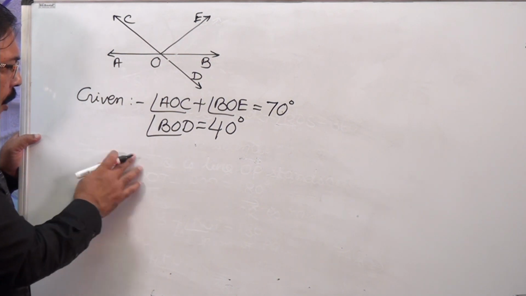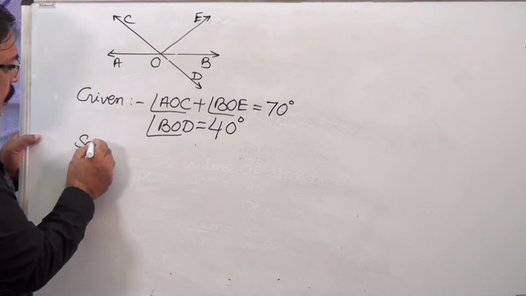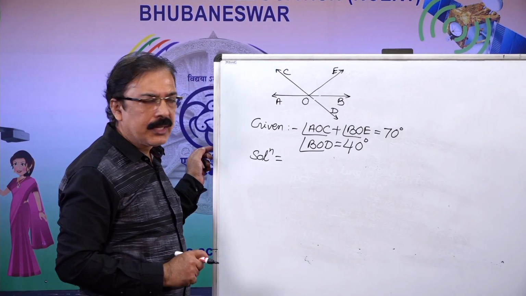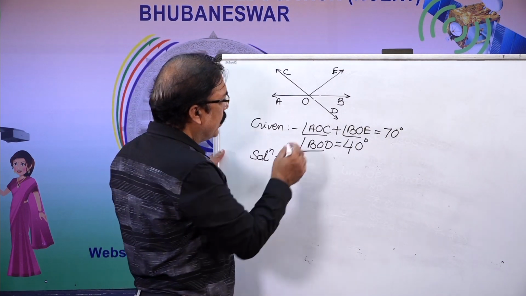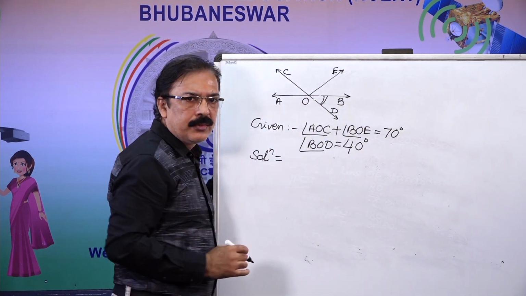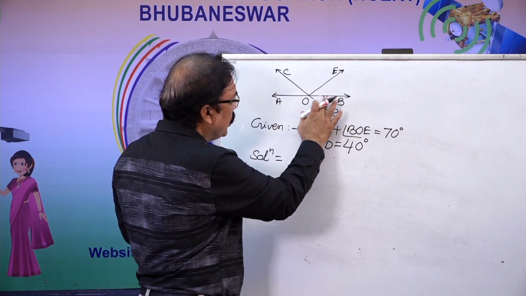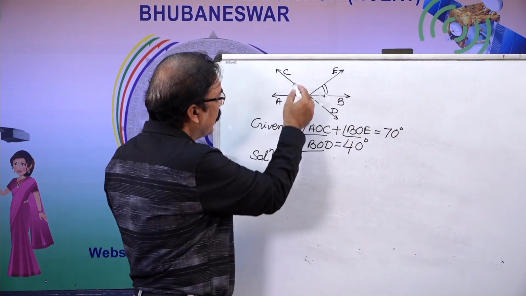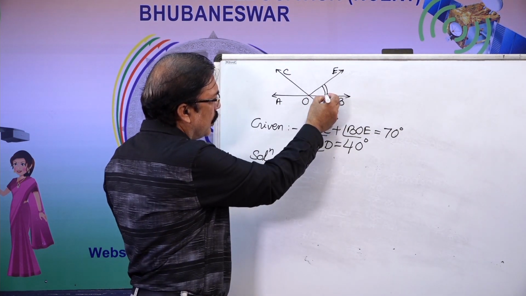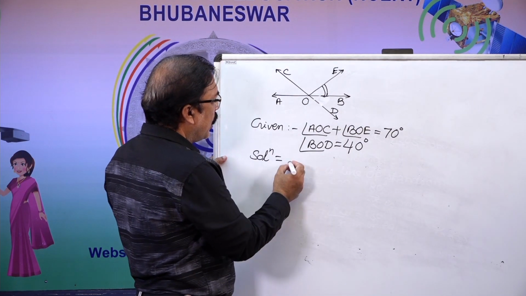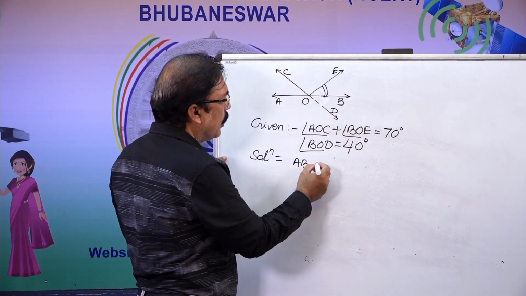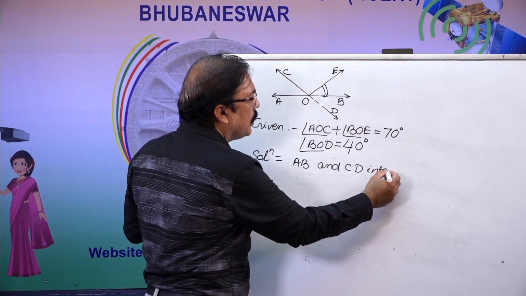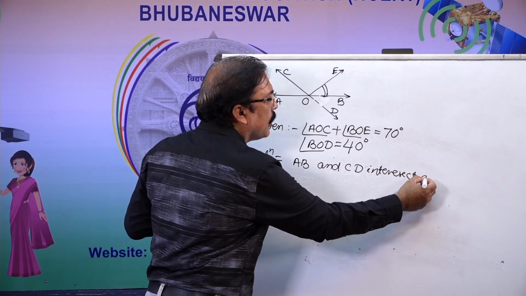Now we have to find some angles. We have to find the angle BOE and reflex of angle COE. Now you see, AB and CD intersect at O.